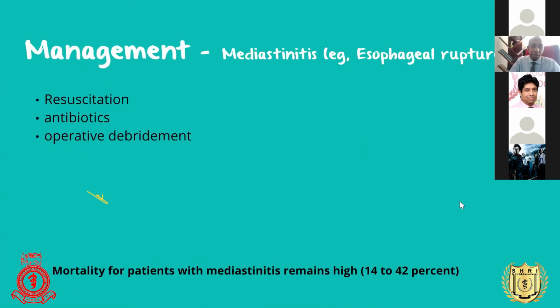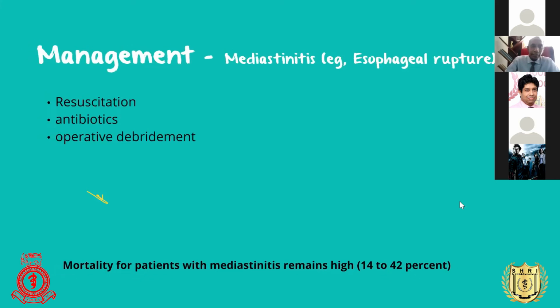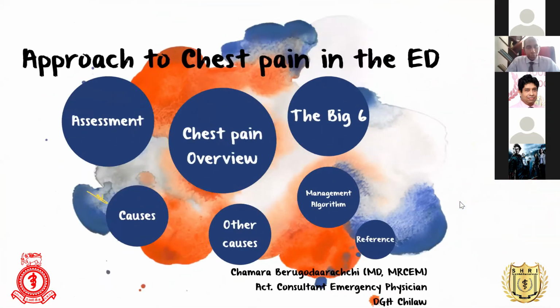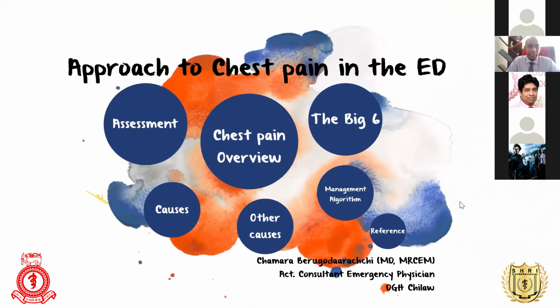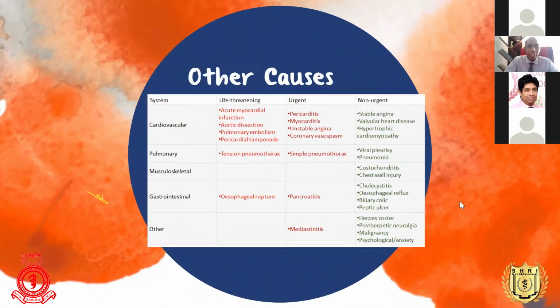Management is you have to very aggressively resuscitate these patients with antibiotics, and you have to refer this patient to the cardiothoracic surgeons for operative debridement, but anyway, the mortality is high in these patients. Okay, so those are the big six. Those are the most critical diagnoses we need to think of, the most critical diagnoses we should not miss in the emergency department, but there are some other causes as well.